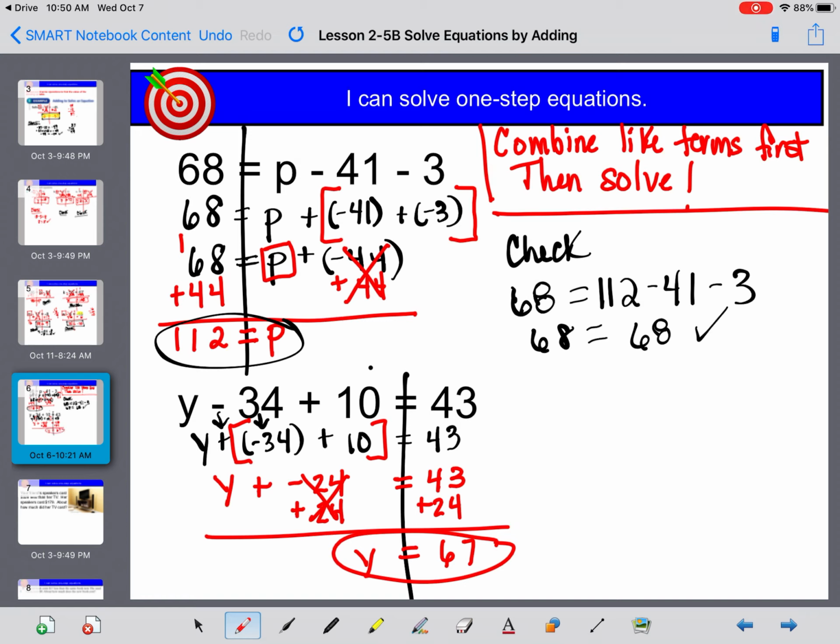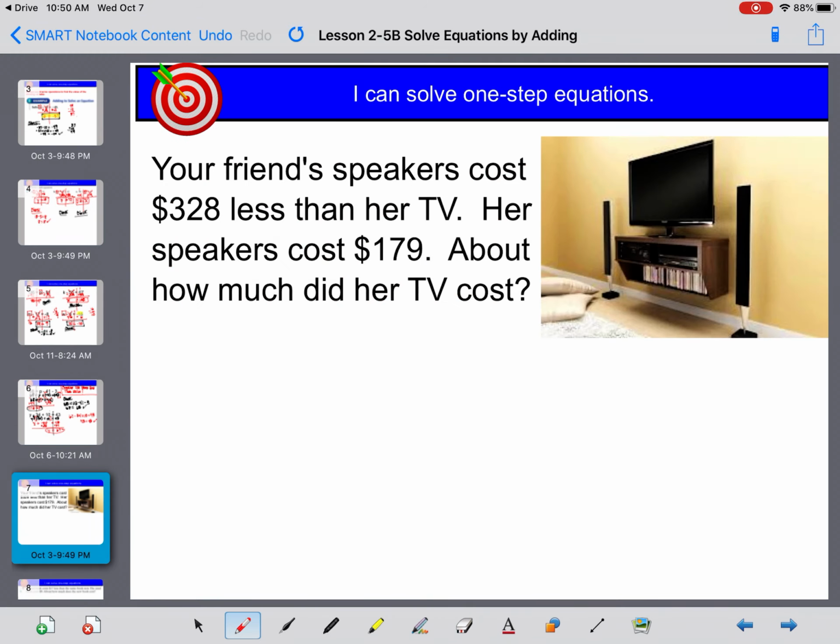Y equals 67. Before I know for sure that that's the right answer, I replace y with 67 in the original problem, and I see if that does equal 43. And when I do the math, it does equal 43. So that checks. All right, 2 problems left.